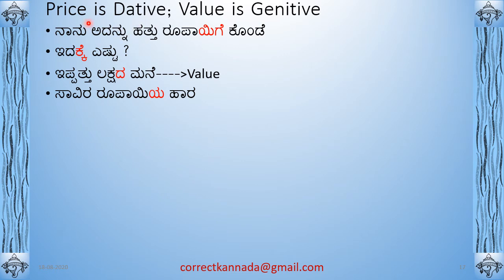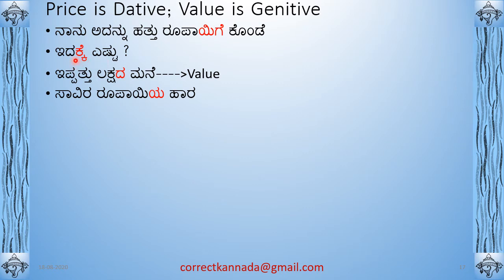Okay, price is in dative case, value is in genitive case. ನಾನು ಅದನ್ನು 10 ರೂಪಾಯಿಗೆ ಕೊಂಡೆ. ಕೊಂಡೆ is to buy, past tense of buy, bought. So, I bought it for 10 rupees. 10 is 10, ರೂಪಾಯಿ is ರೂಪಾಯಿ, 10 ರೂಪಾಯಿಗೆ, right? Dative case, konde. I bought it for 10 rupees.